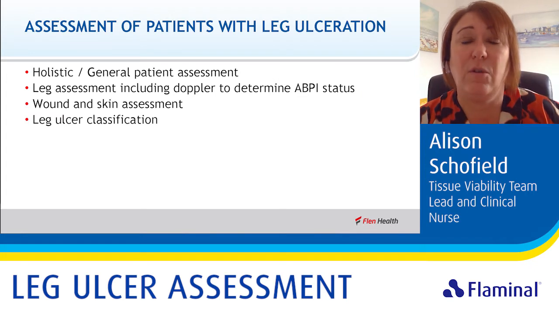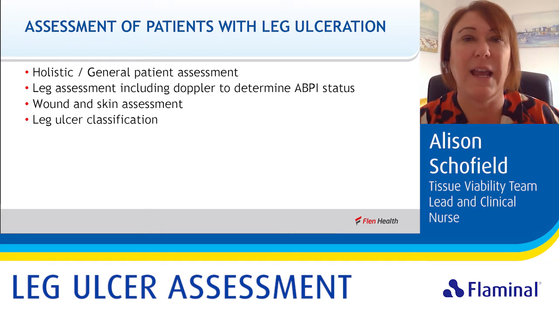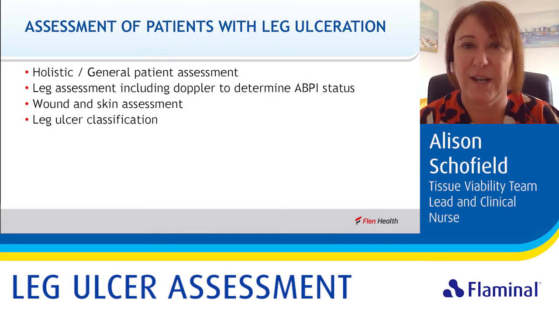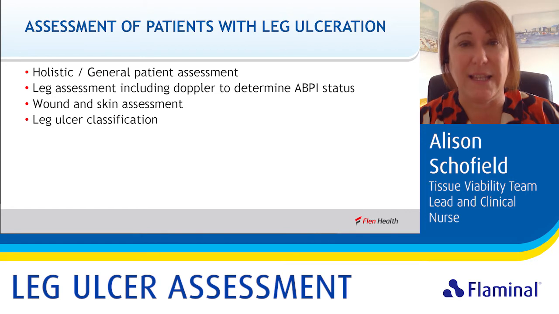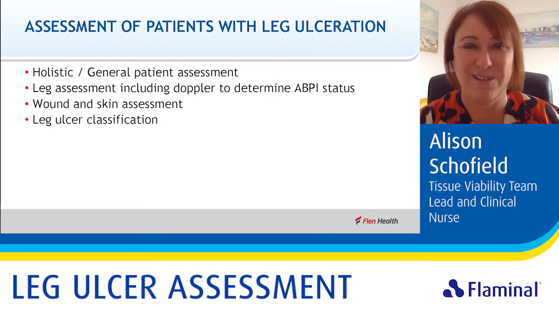So we need to do a full holistic assessment, so that general patient assessment, which is all important. We're looking at past medical history and medications, and all those things. A lot of us will use wound care lower limb templates, and so we will have this identified on there to prompt us what to assess. So the leg ulcer assessment includes the Doppler to determine the ABPI status, so ankle brachial pressure index. Now the Doppler is ruling out arterial disease. It doesn't tell us if the patient's got venous disease, it is ruling out arterial disease, and then it will inform us what type of compression we can apply to aid in the patient's healing. Then the wound and skin assessment, and the classification of what the leg ulcer actually is.